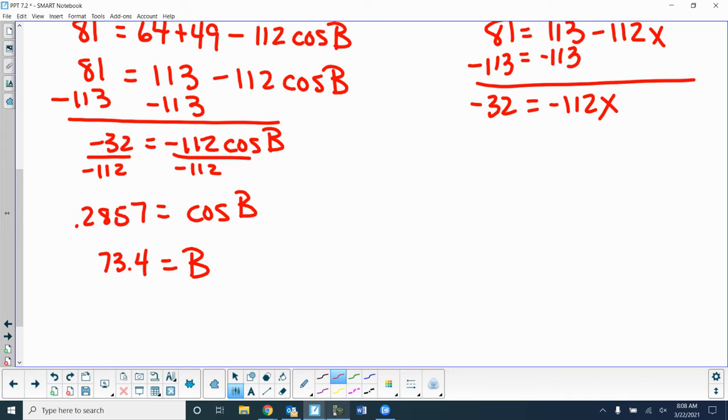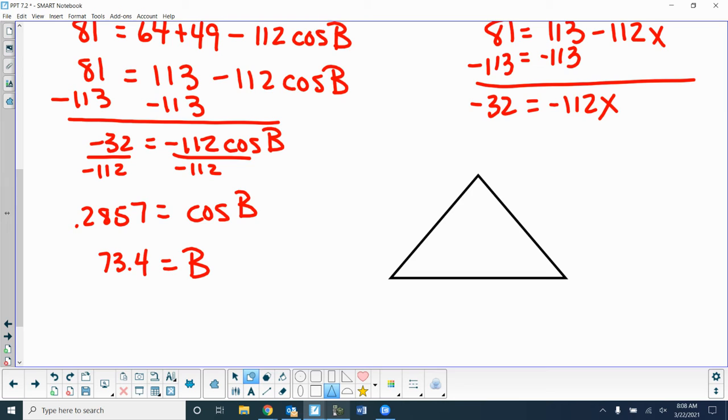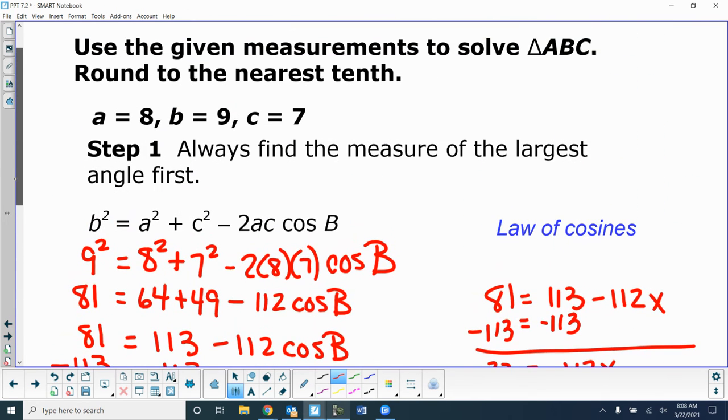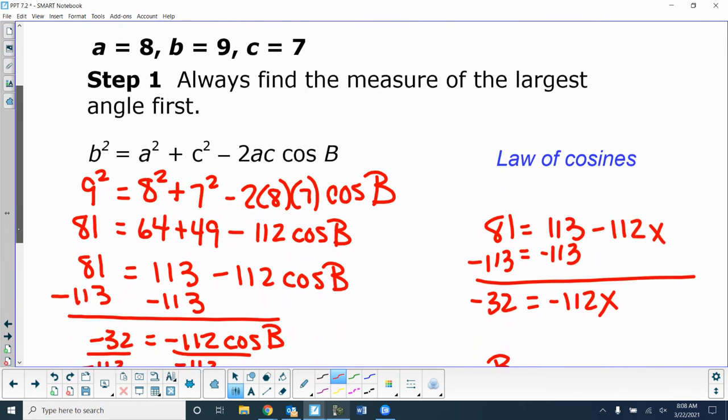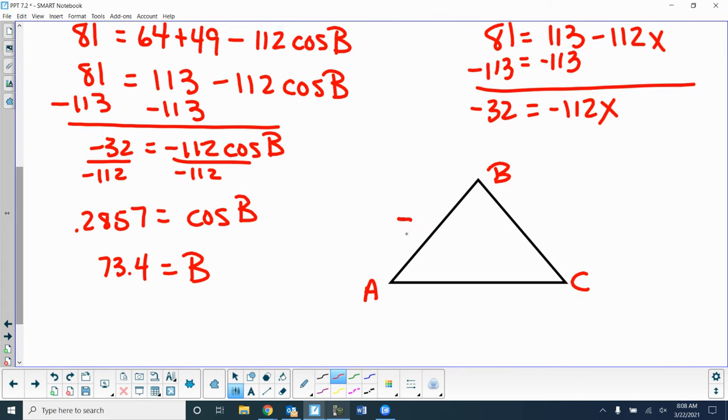Okay, so I didn't draw the picture. I should draw that. All right, so let me do that. And it was... I can't hardly lift my arms today. It's something in my shoulder. That's why everything's low, and then I'll move it up for you. 7, 8, 9, C, A, B. Okay, so B is 73.4.